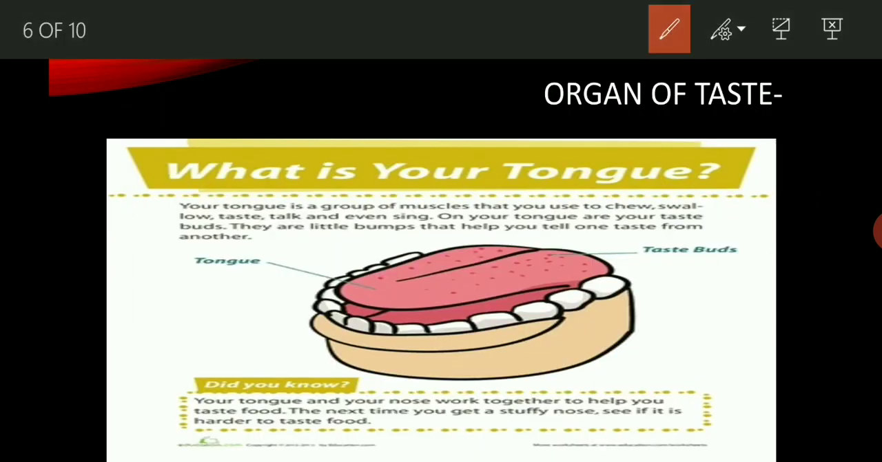Now the next one is the organ of taste. Do you know which part of our body gives the taste? Basically it is the tongue. So let's try to know something about the tongue. Your tongue is a group of muscles. If you feel it, you can see that your tongue is just a group of muscles you use to chew, swallow, taste, talk, even sing. On your tongue are your taste buds. Okay, they are little buttons that help to tell one taste from another.